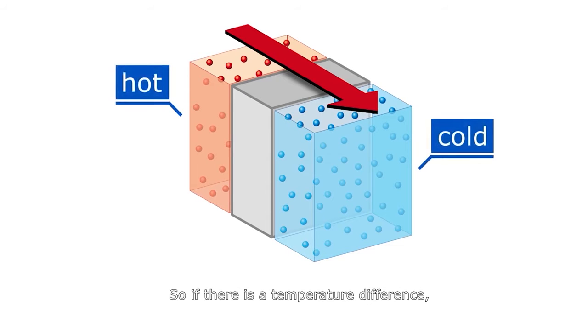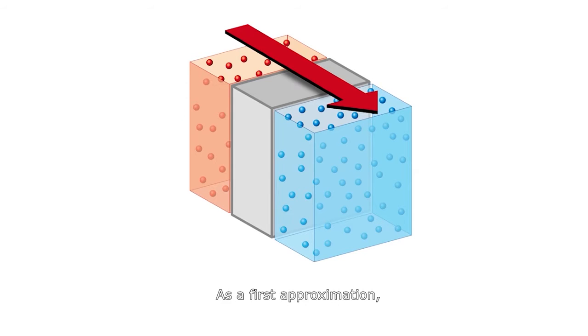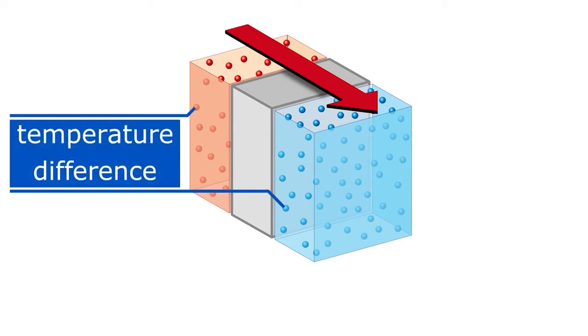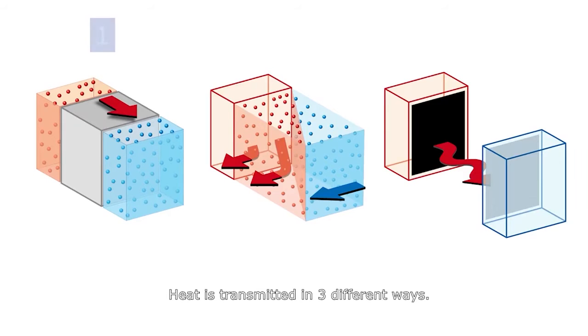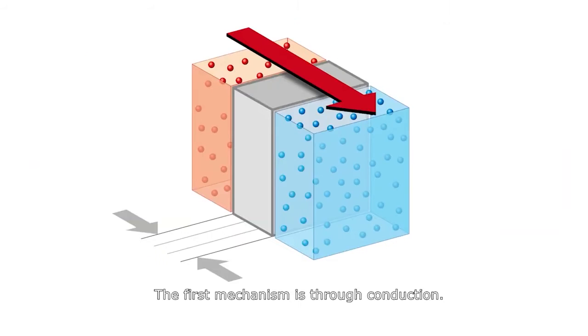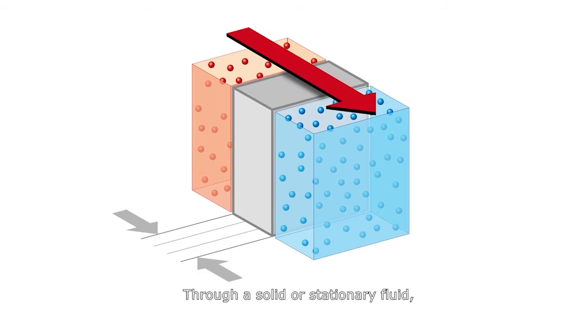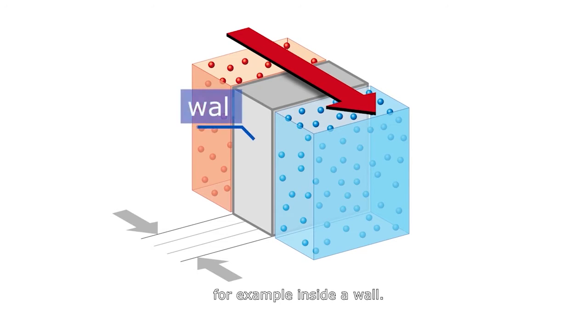So if there is a temperature difference, heat starts flowing. As a first approximation, most heat flux is proportional to the temperature difference. Heat is transmitted in three different ways. The first mechanism is through conduction, through a solid or stationary fluid, for example, inside a wall.